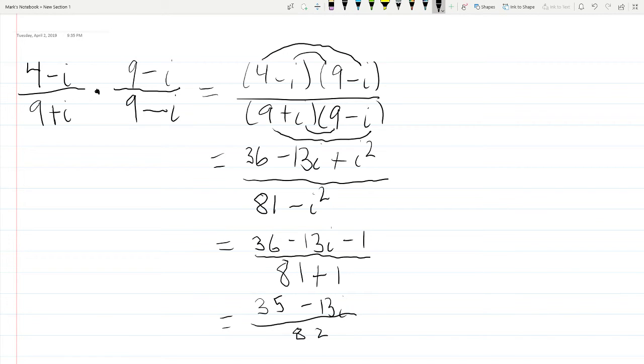Now oftentimes these problems want you to write it in the form ai plus b, and to do that we can just separate the terms, dividing each one of them by 82. So our final answer here would be negative 13 over 82 i plus 35 over 82.